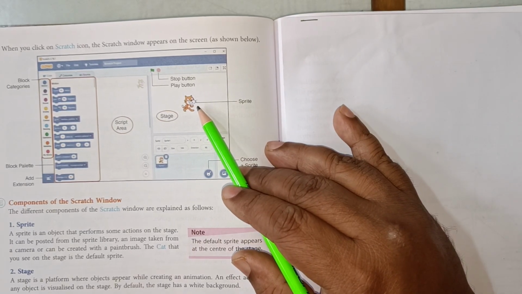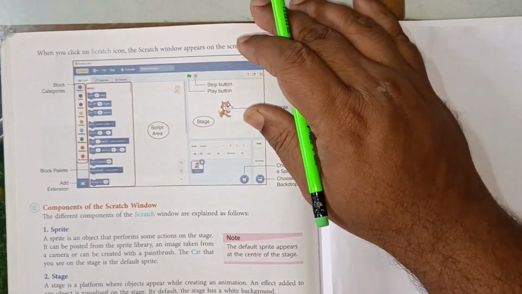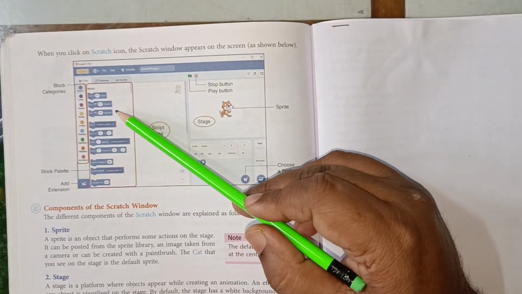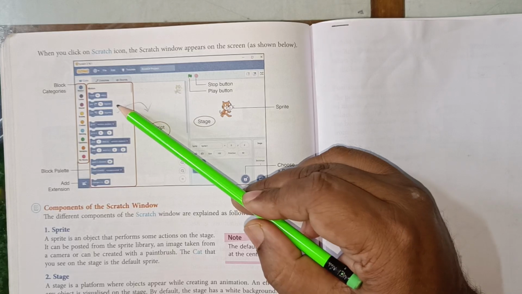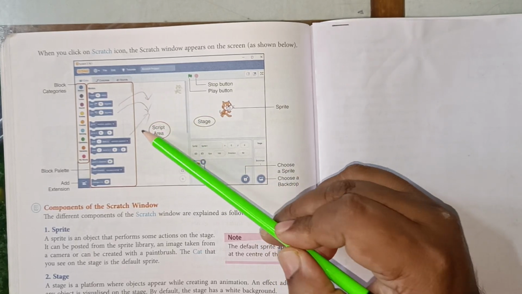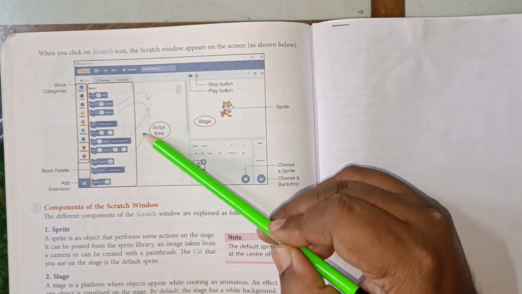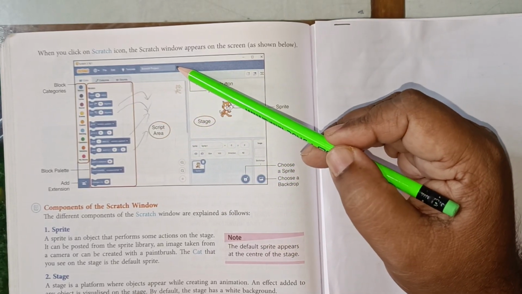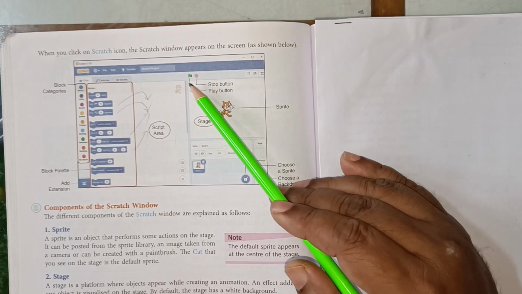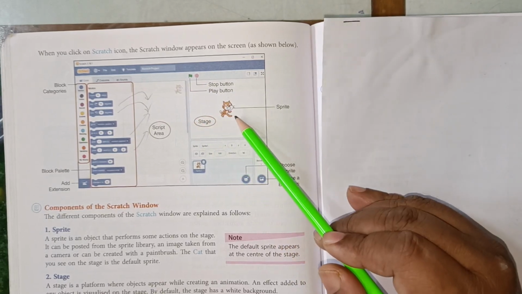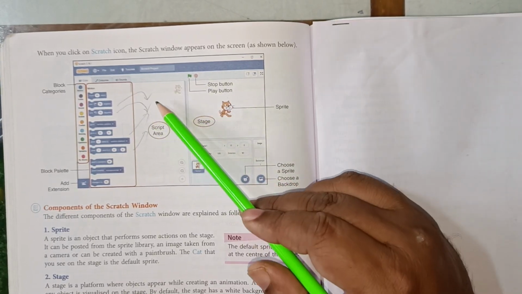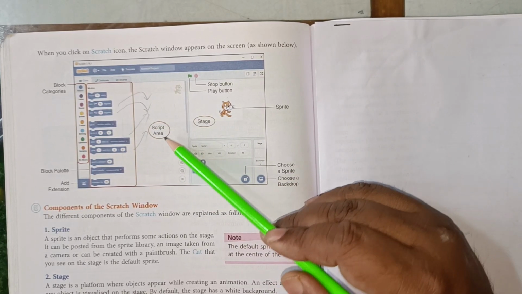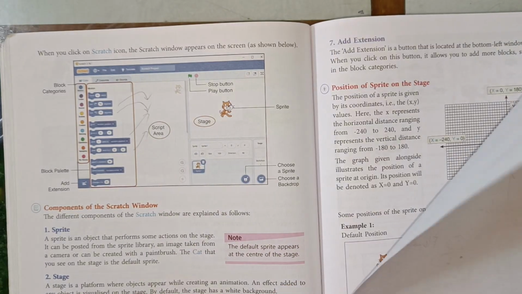Okay, next is the script area. These are the blocks which I told you previously, and you will just put one of the blocks here. Suppose you put one block over here, another block over here. You do all of this over here, and then there is a button. This is the play button. When you push the play button, the sprite will work according to what blocks you have put over here. So that's the basic idea.